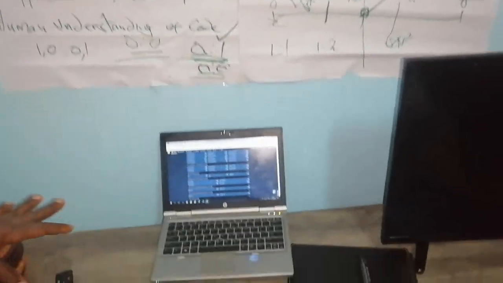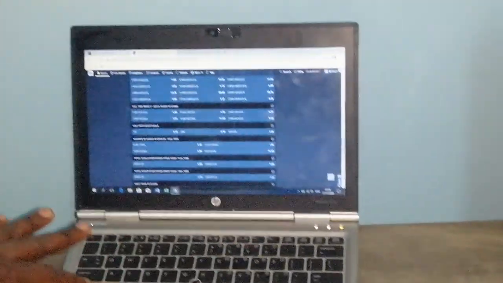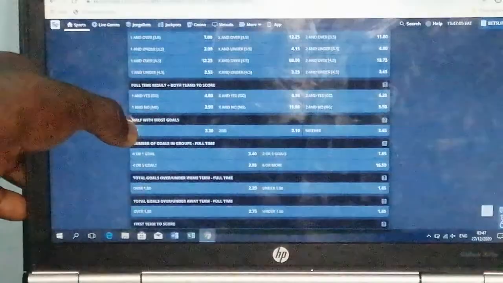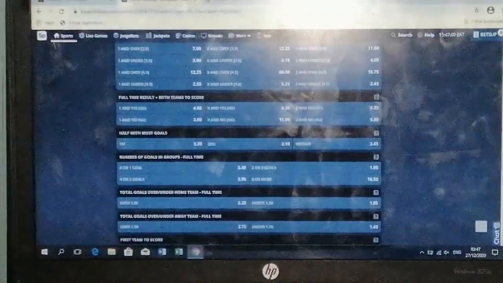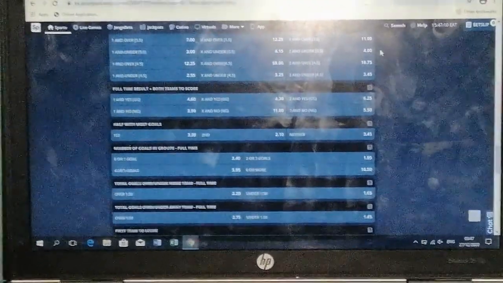Before a game, there's Team X and Team Y. The first option will be under half with the most goals. Half with the most goals.